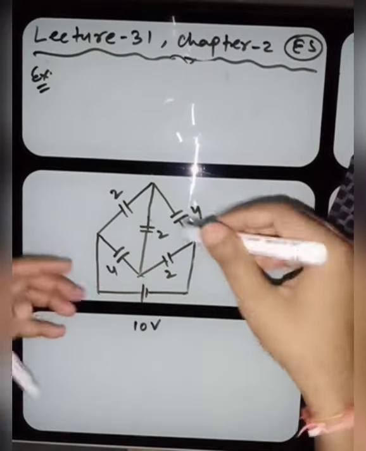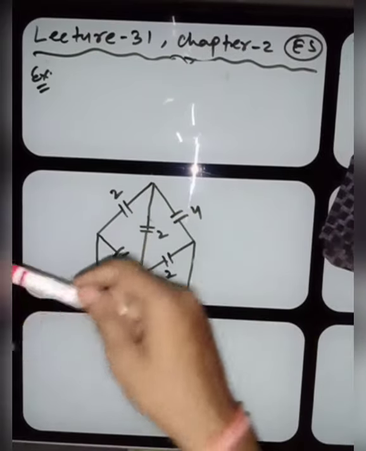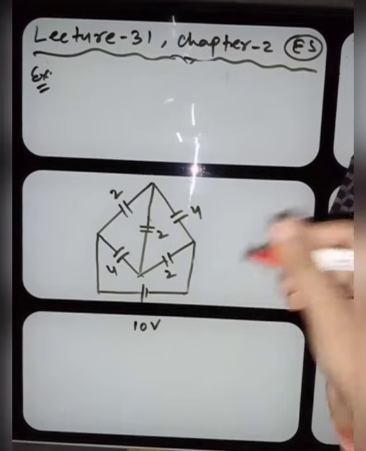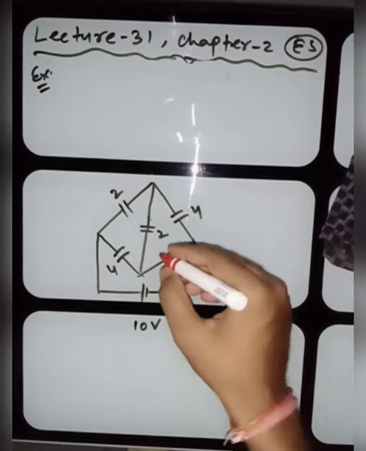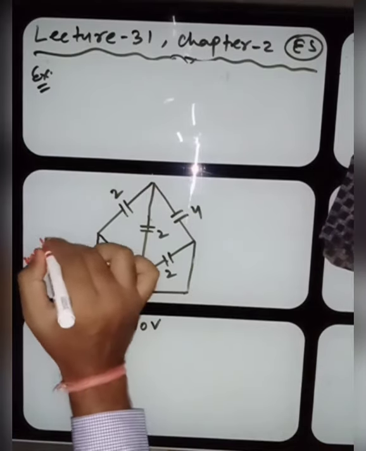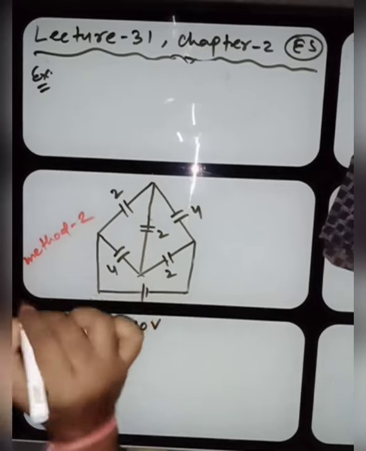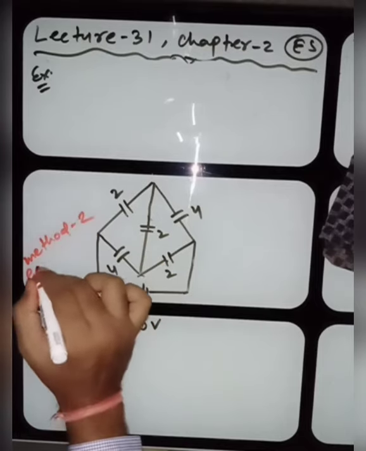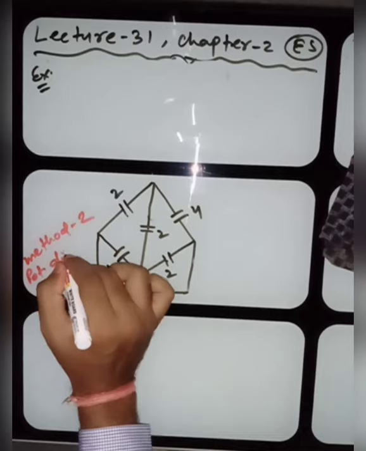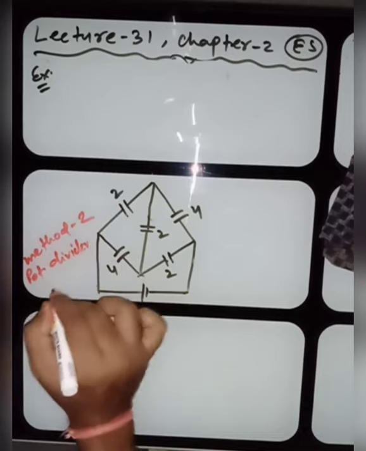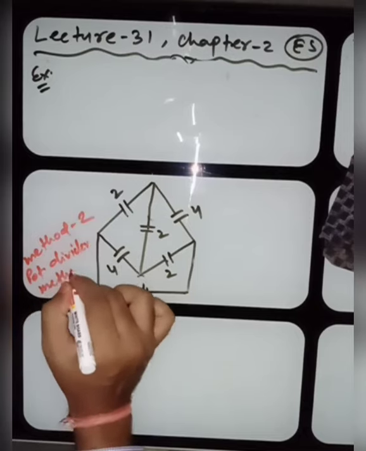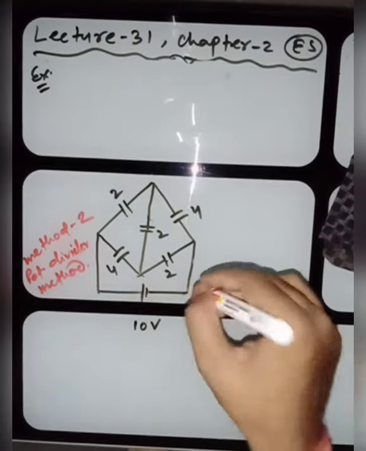So this was the circuit. Now we are going to study another method, and this method is called the potential divider method, method 2. This is called the potential divider method.